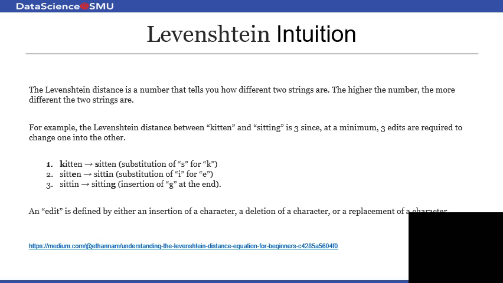Starting with Levenshtein distance, the intuition behind this is that Levenshtein distance is trying to tell you the number of differences between two strings. The higher the number, the more different the strings are from each other.